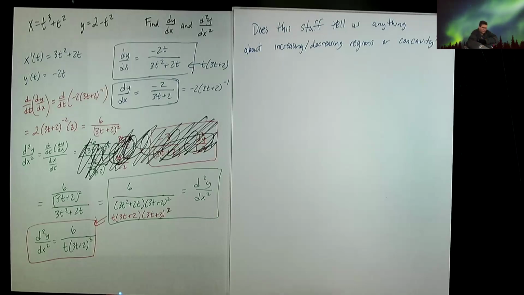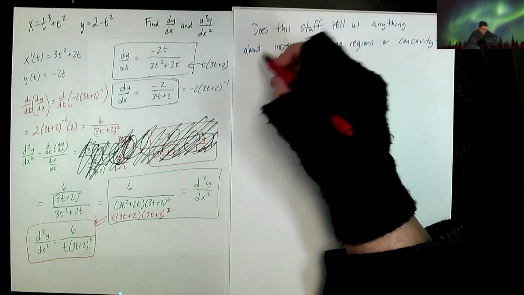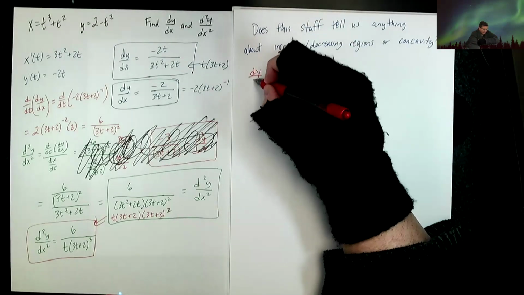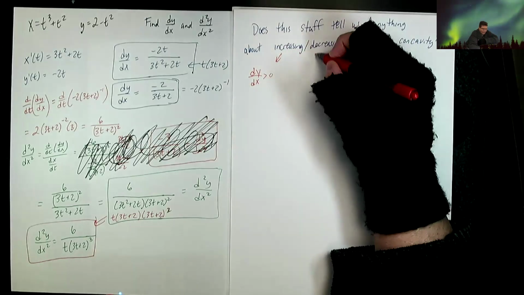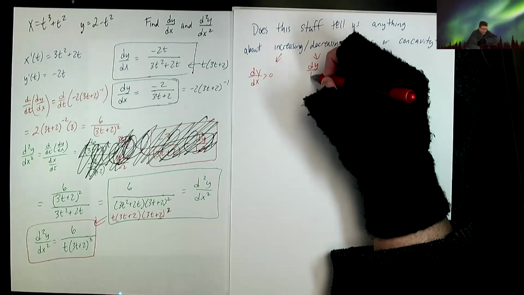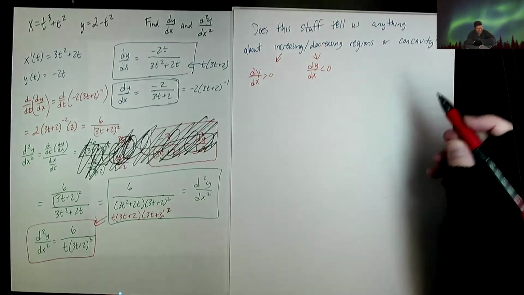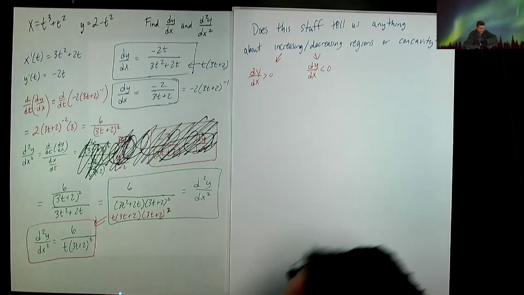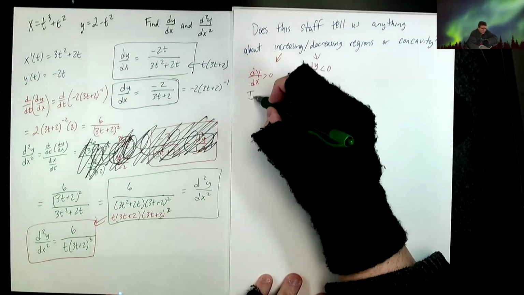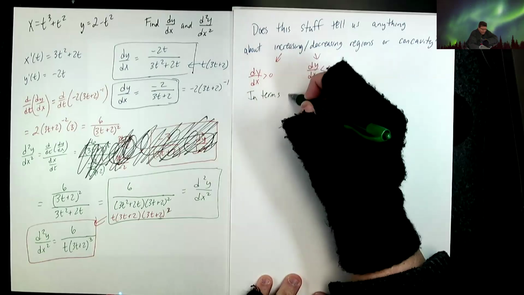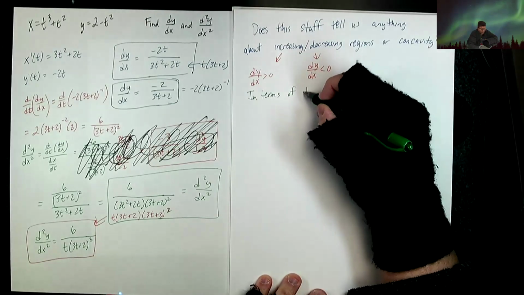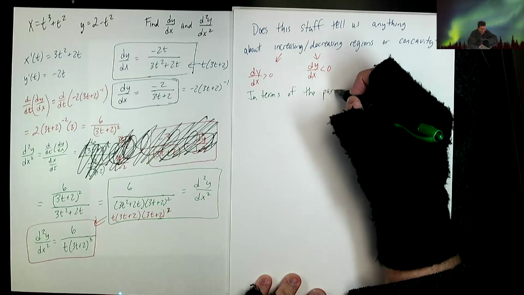So we're really looking at increasing would be where dy/dx is greater than 0, and decreasing is where dy/dx is less than 0. So what does that tell us in terms of the parametric version? What are we finding out here?